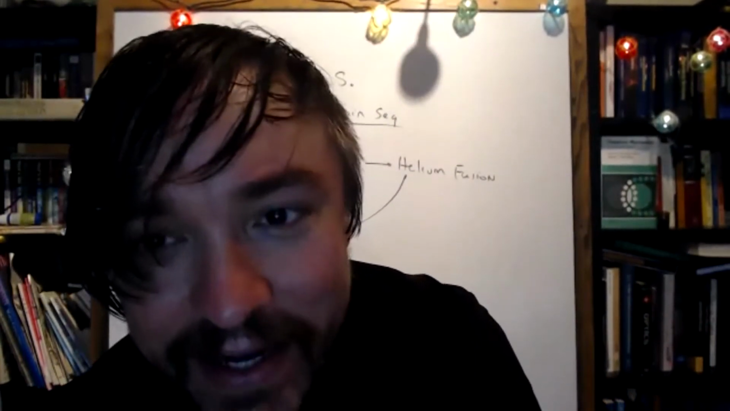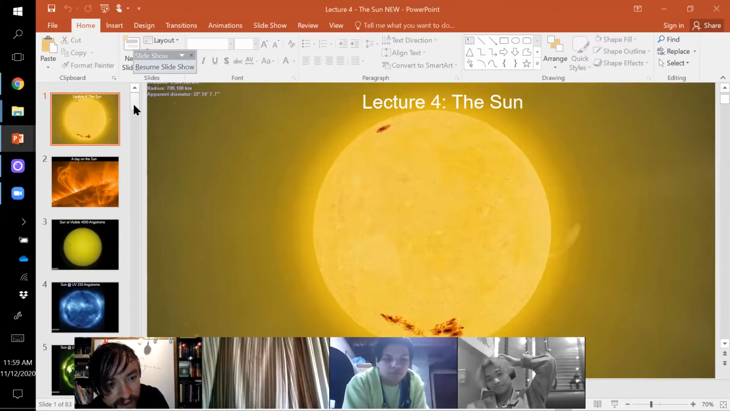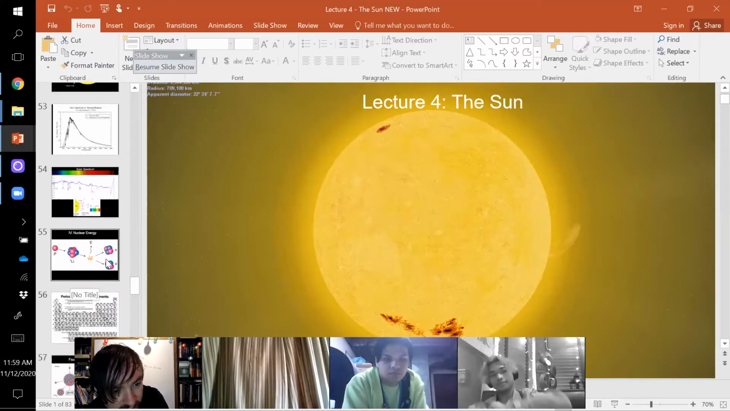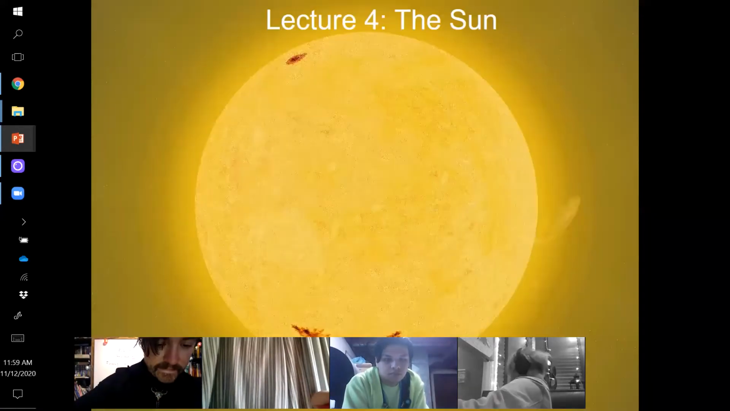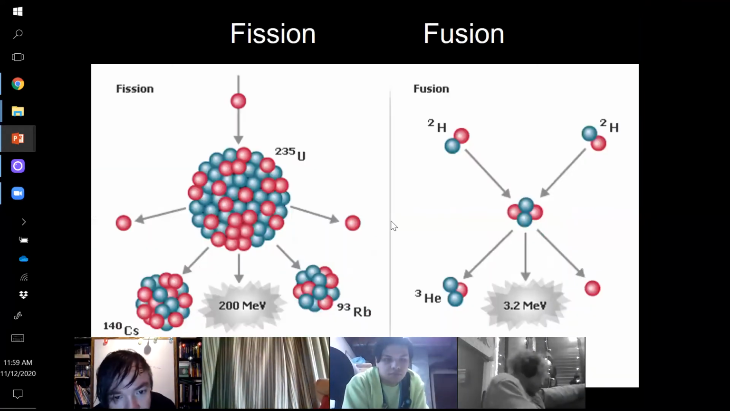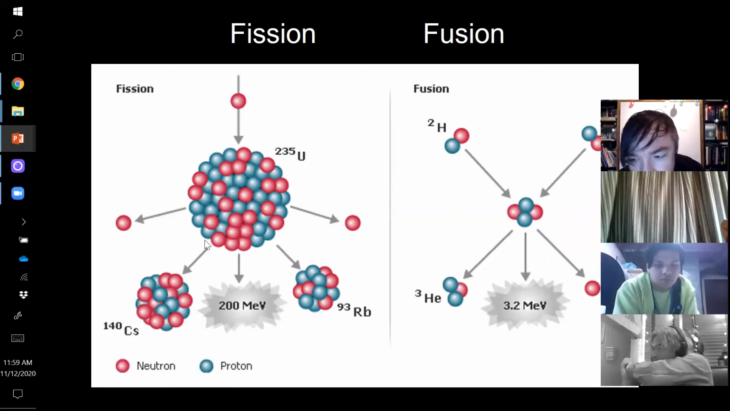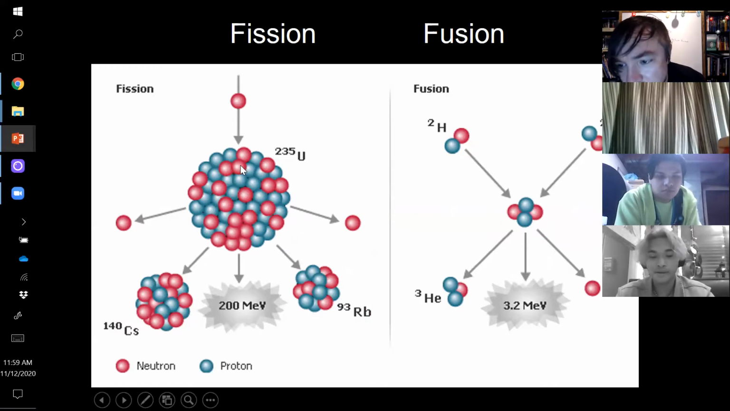So let's start by reviewing the difference between fission and fusion. I think we have to slow this down a little bit here. Fission is different than fusion. Fission is when you break a big fat nucleus like uranium-235 apart into daughter nuclei and release energy. This is what the atomic bomb that we dropped in Hiroshima is based on. This is also how nuclear power plants work.